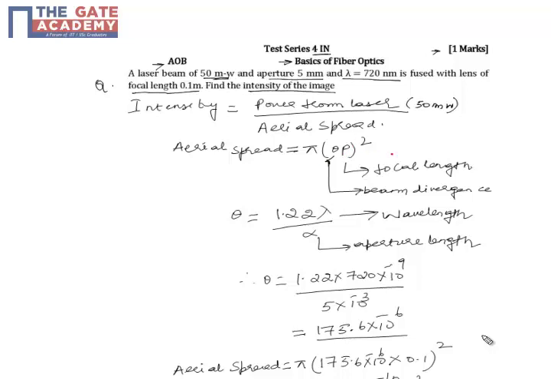So we are given the focal length, but we need to calculate the divergence. The divergence is given by the relation theta is equal to 1.22 lambda by alpha, where lambda is the wavelength and alpha is the aperture length. We are given both of these quantities, so we can calculate the divergence, which comes out as 175.6 into 10 to the power minus 6.